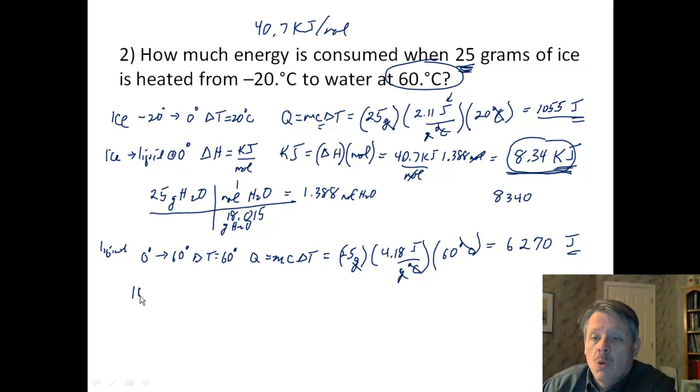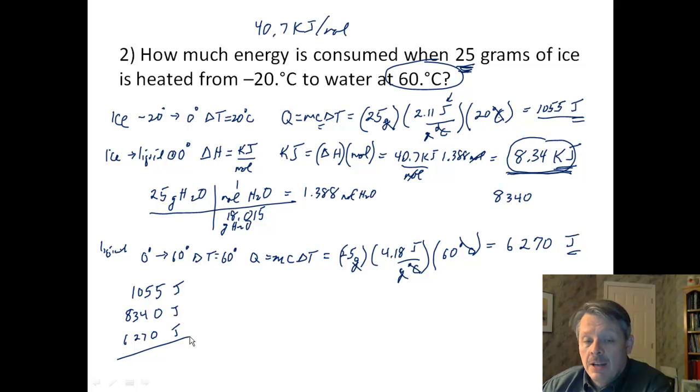So I've got the 1055 joules. That's what it takes to bring the ice from -20 up to 0. I have 8,340 joules, which is what it takes to melt the ice. And then I have 6,270 joules, which is what it takes to take all of that water, which is at 0 degrees Celsius, and bring it up to 60 degrees. Okay, so let's add all those up.